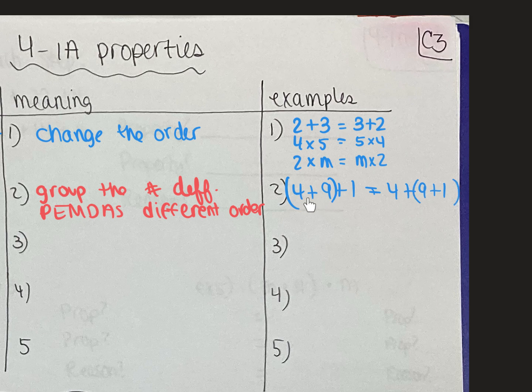4 plus 9 is 13, plus 1 more is 14. 9 plus 1 is 10, plus 4 is 14. So I get 14 on each side. So if I want to group these two and do them first, or if I want to group these two and do those first. So changing the order was commutative. Grouping, putting the parentheses in a different spot, is associative.